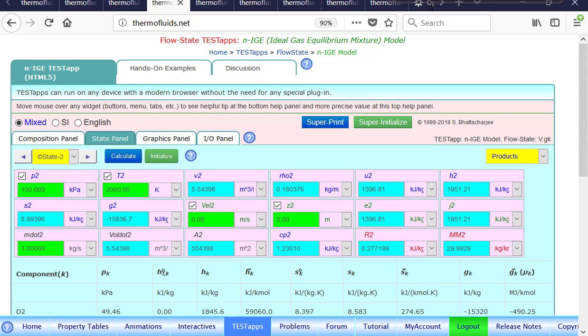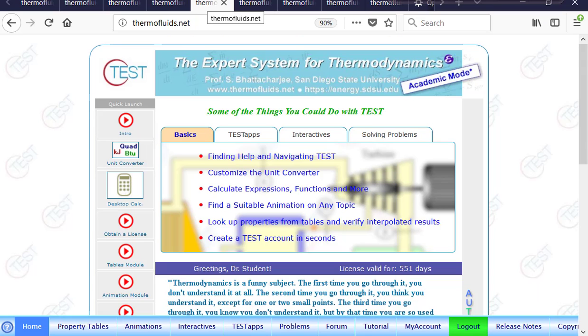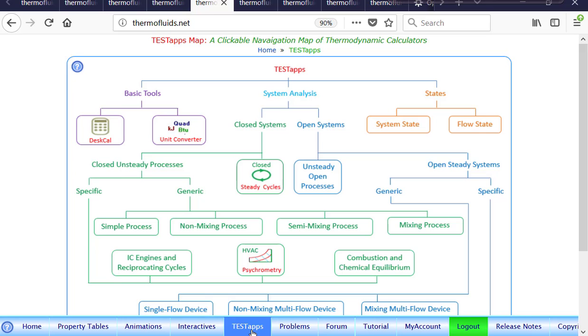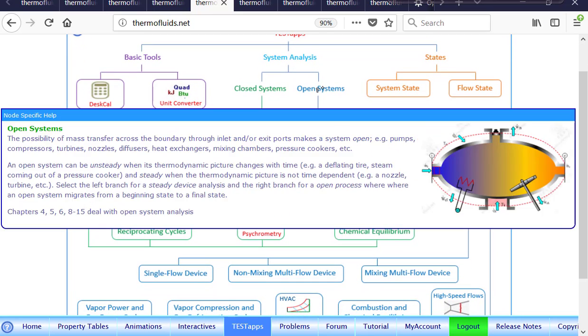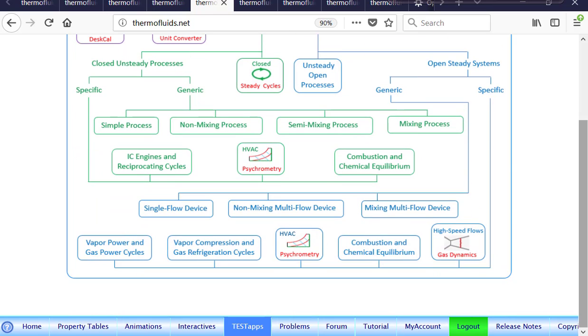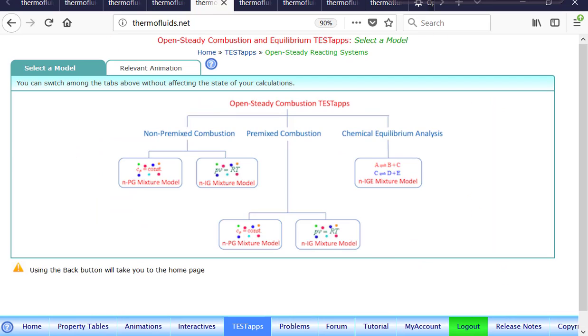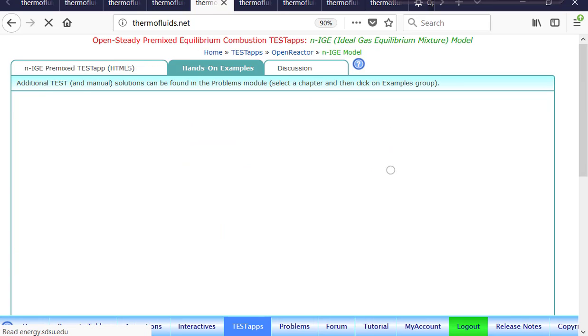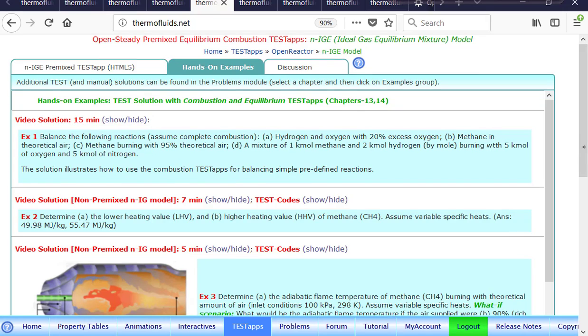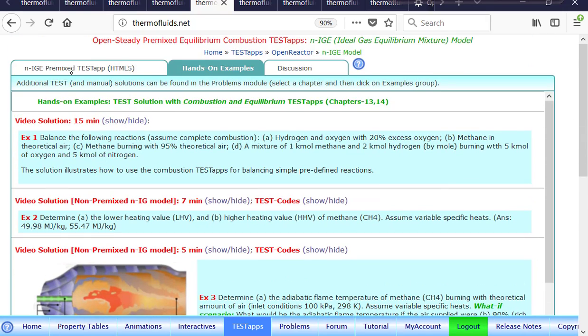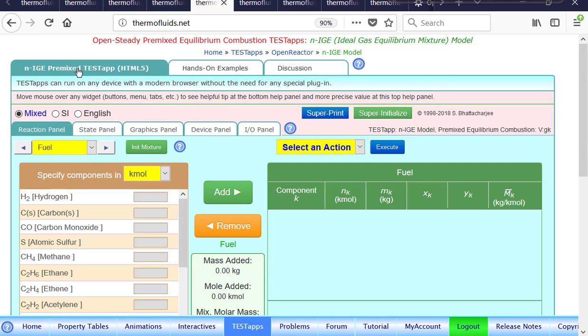Okay, so let's quickly go over one more problem, this time involving combustion. Open steady reactors will follow the open system, open steady specific branch, and combustion and chemical equilibrium. And here is my chemical equilibrium analysis tool. We'll click there. And of course, there will be examples on this page. There are a number of video examples here. And this is where we launch the app.